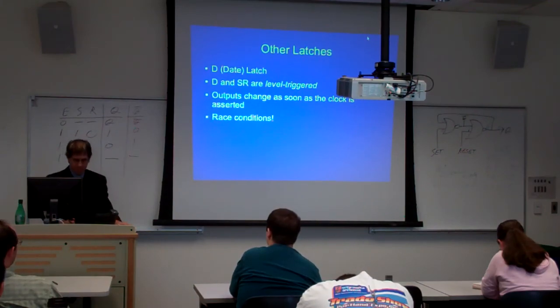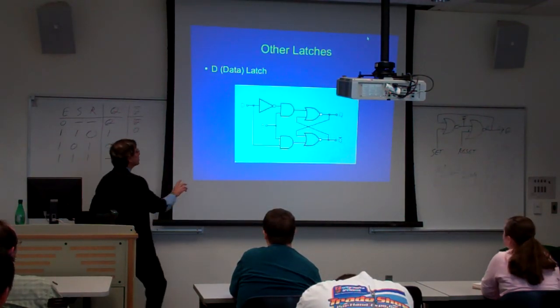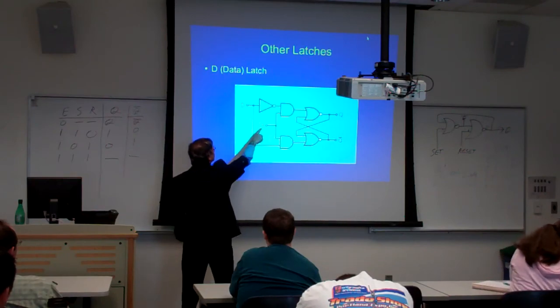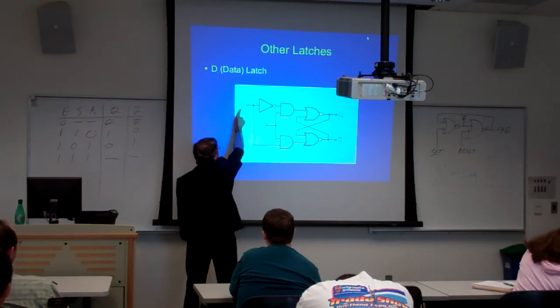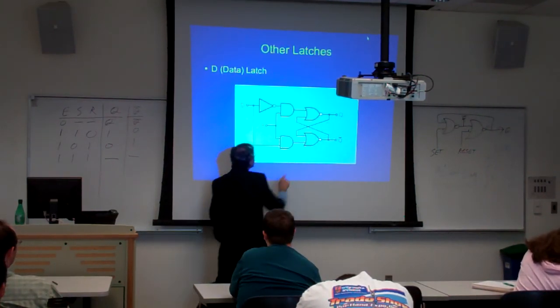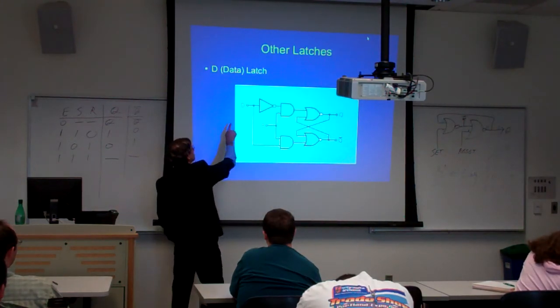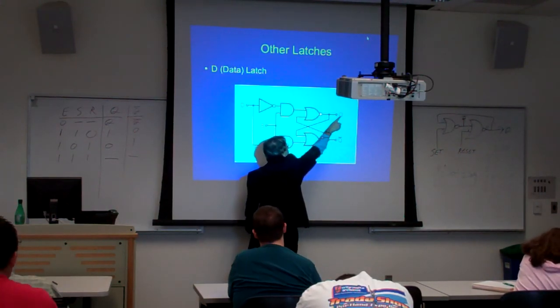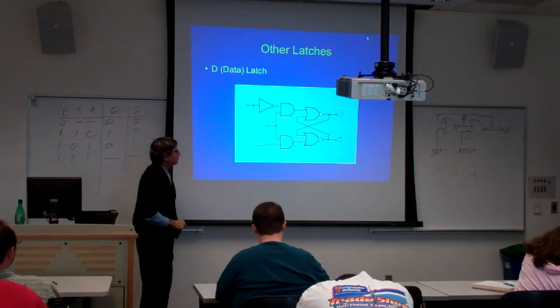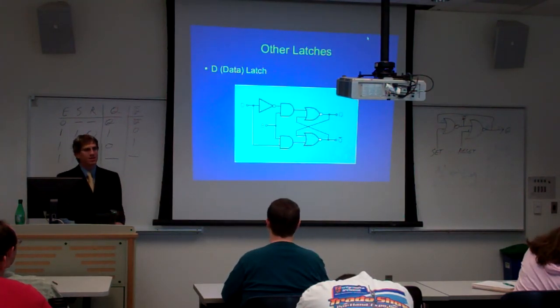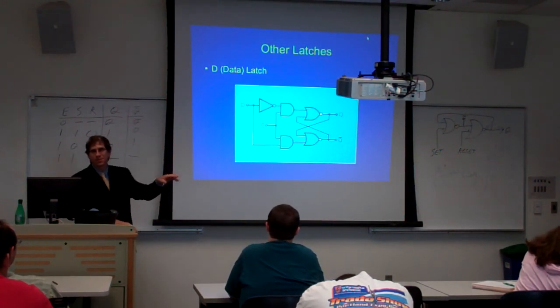So this data, for example, if you turn enable to 1 and you set a 1 on D, you get a 1 out here. If you keep enable high and you drop D to a 0, this goes to 0, and that goes to 1. Okay, the enable basically opens the latch. Whatever comes in on the data appears on the output.